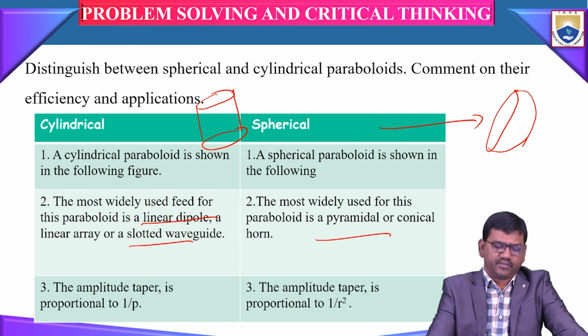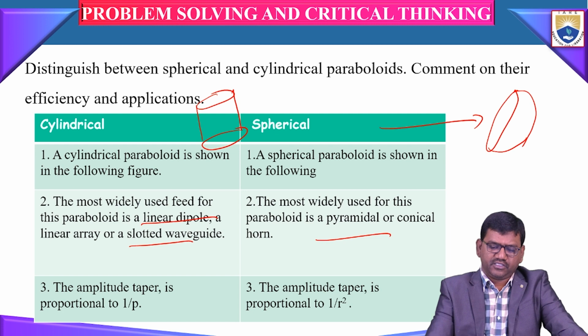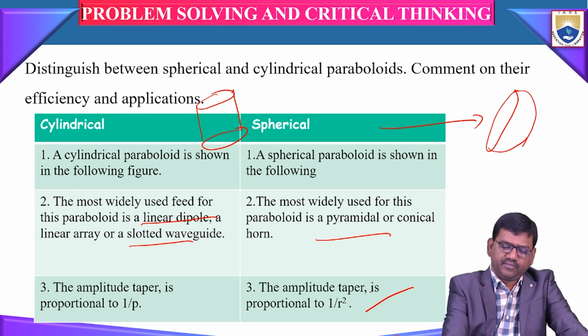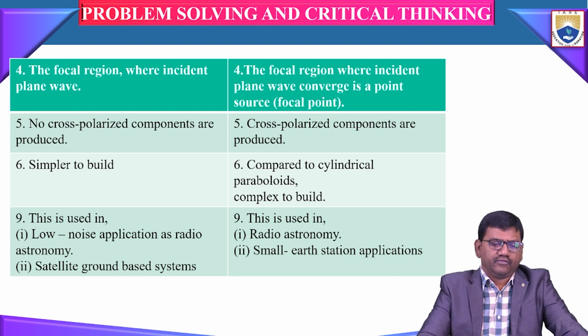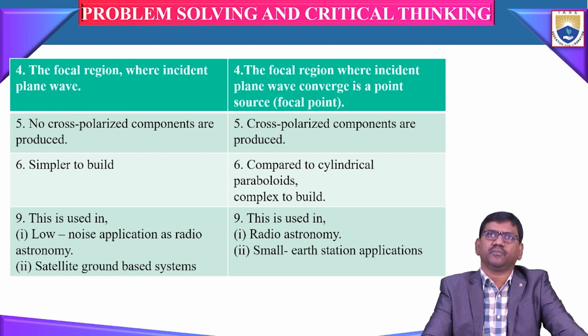The amplitude taper is proportional to 1/ρ, and the amplitude taper is proportional to 1/r². So it is 1/r² for spherical and 1/ρ for cylindrical. The focal region where the incident wave is a plane wave: the focal region where the incident plane wave will converge is a point source focal point. So here the focal point varies with respect to the cylindrical shape or the spherical shape.